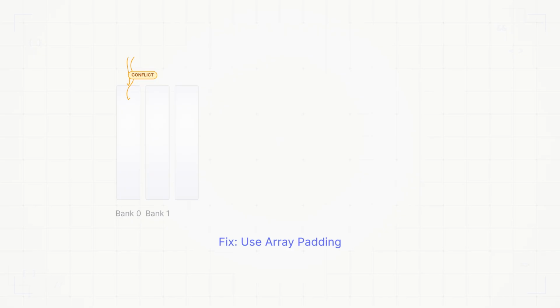To avoid this, you need to understand your stride. If your threads access memory with a stride of 2, 4, or 8, you are likely hitting the same bank repeatedly. A simple fix? Padding your arrays. By adding a single unused element to the end of each row, you shift the alignment and let all 32 threads hit 32 different banks simultaneously.